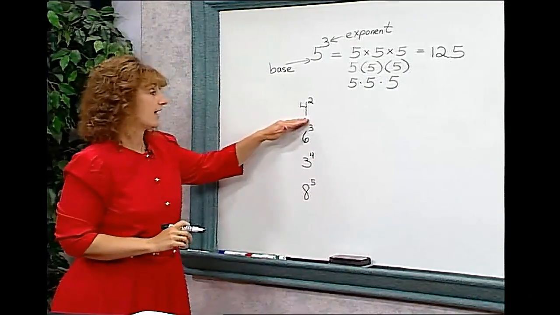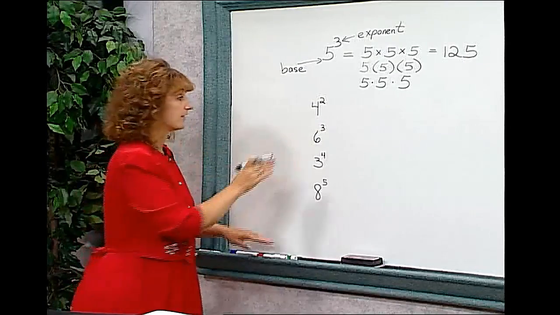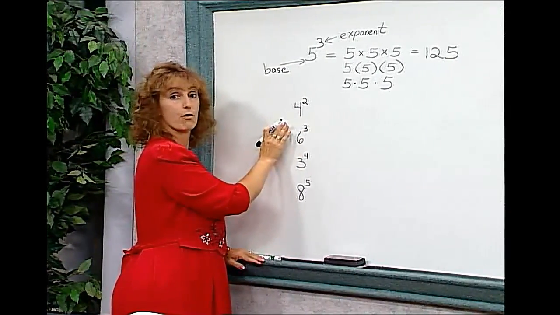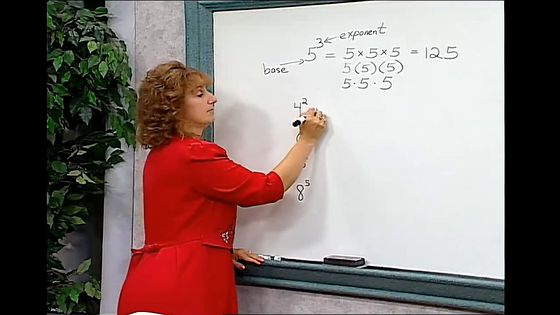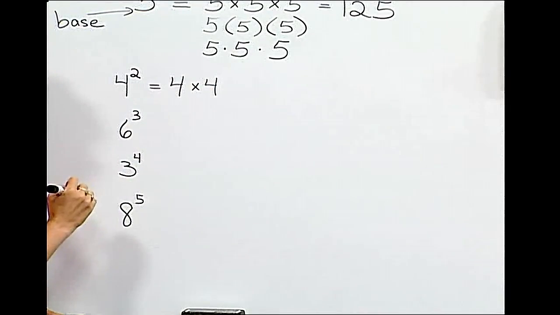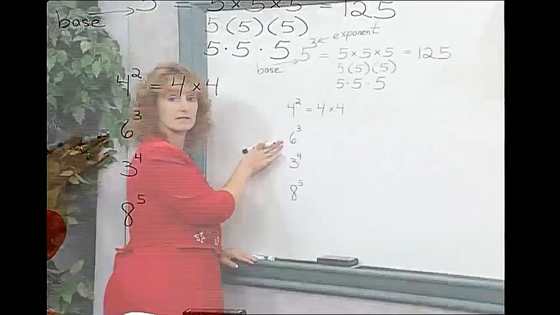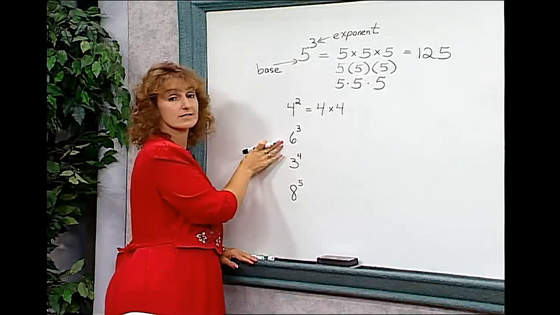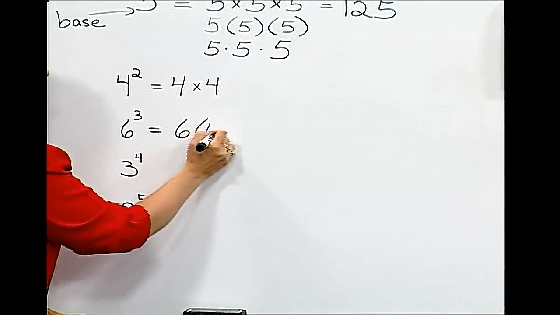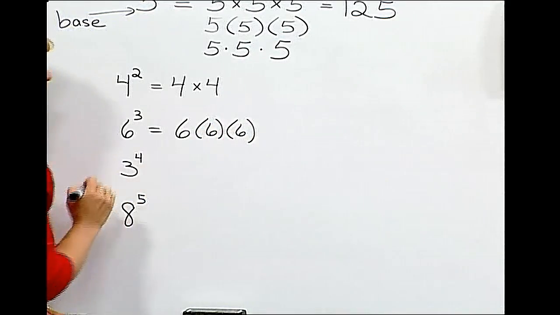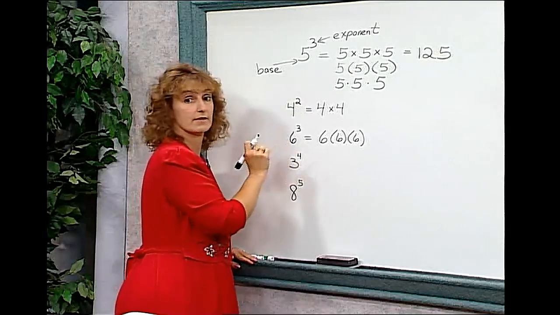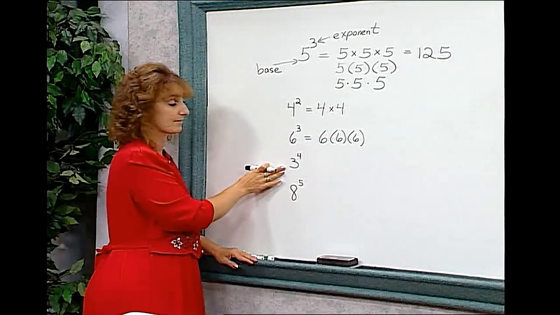Let's look at another example. This is read 4 to the second power, or 4 squared. It means 4 times 4. This is read 6 cubed, or 6 to the third power. That means 6 times 6 times 6. You notice that I'm using different forms of multiplication. They all mean to multiply.